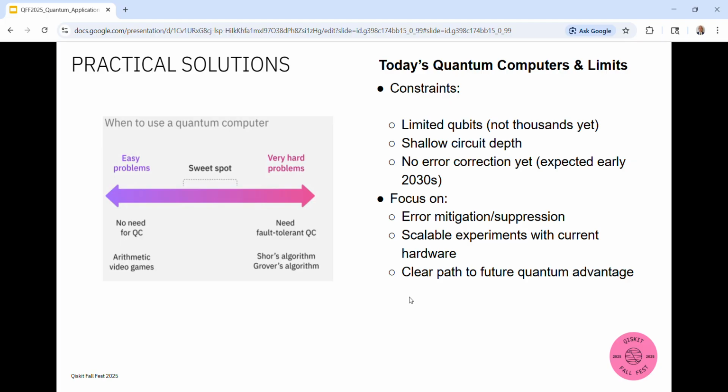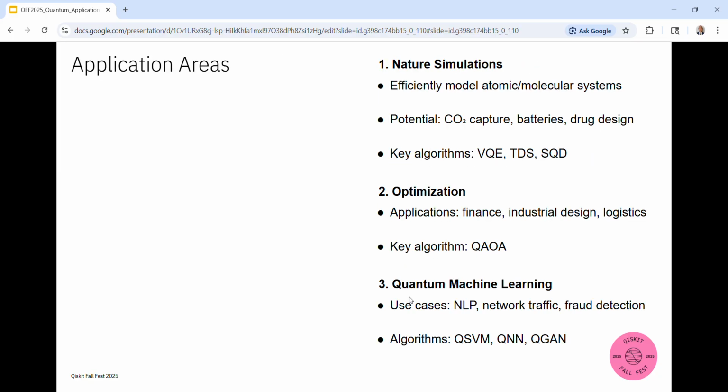But still, the focus today needs to be on error mitigation and suppression, scalable experiments, and making a path to future quantum advantage. That is like proving things with toy models, demonstrating that, hey, whenever we have a quantum computer with 5,000 qubits, 10,000 qubits, whatever the case is, we can solve the real world example of this problem. So it's trying to solve problems today with what we have, or at the very least, showing the path to how this will apply in the future.